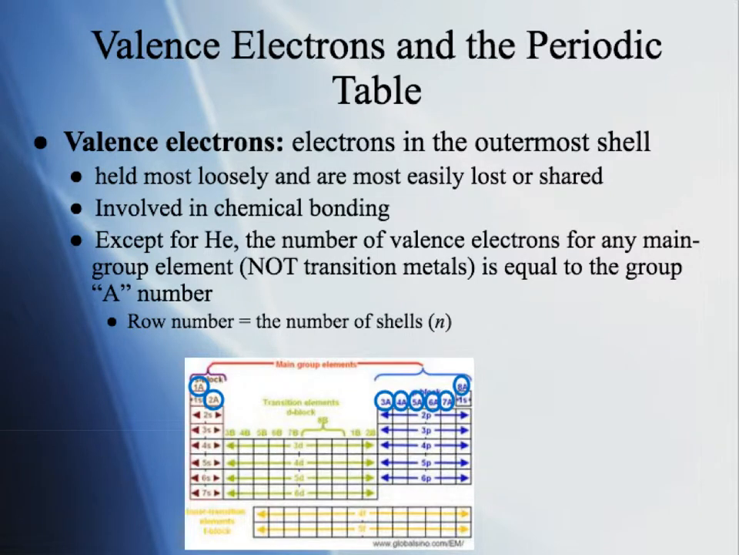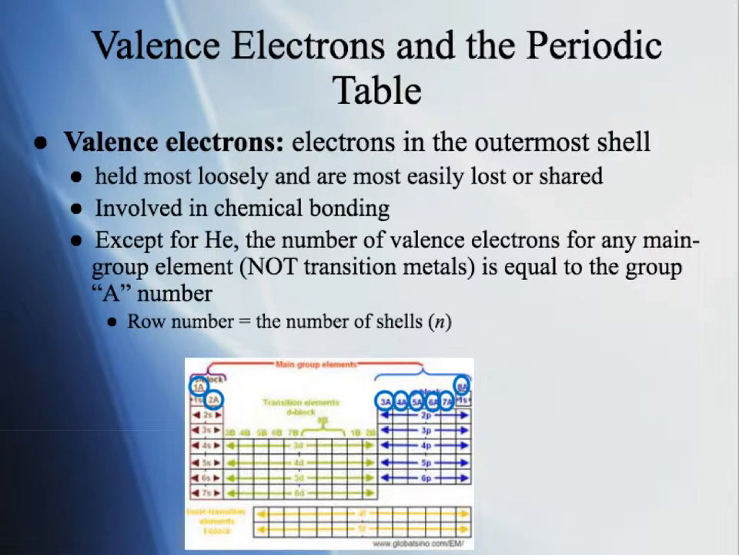All right, so we're going to pick up where we left off last lecture with talking about valence electrons. So valence electrons are, remember, those that are in the outermost shell. They're the ones that are held the most loosely around the nucleus. Because if you remember, the shell that's closest to the nucleus has the lowest energy, it's the most stable. So as you go out, further and further from the nucleus, you get higher energy, and those electrons are the most unstable. So they're held most loosely and are the most easily lost or shared.